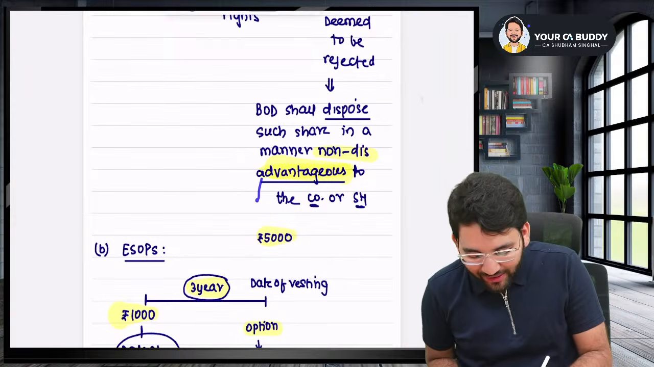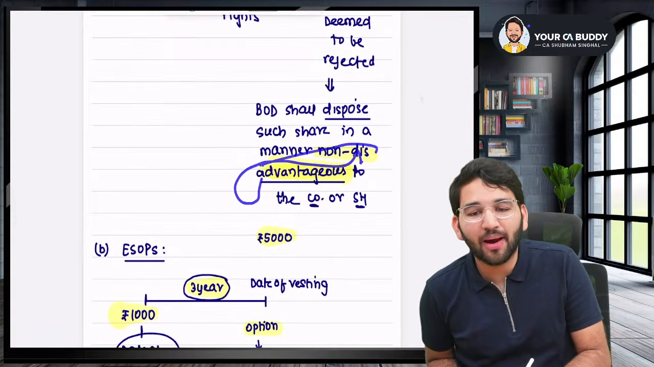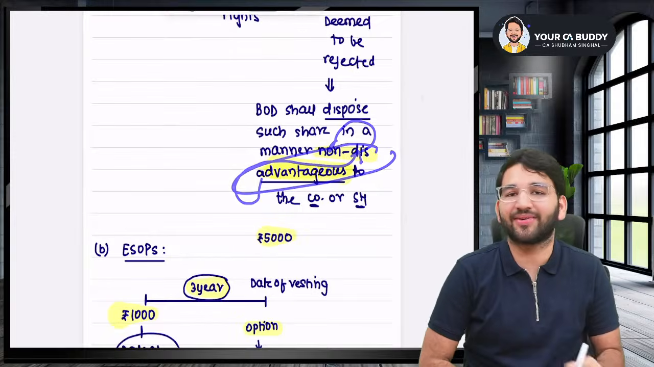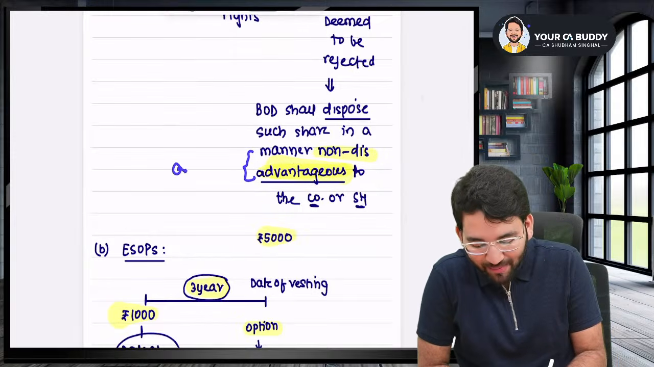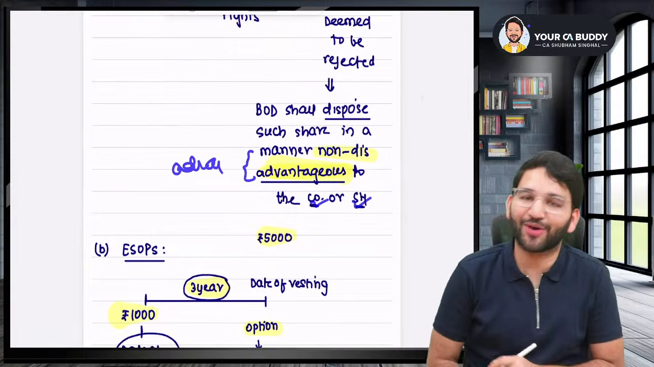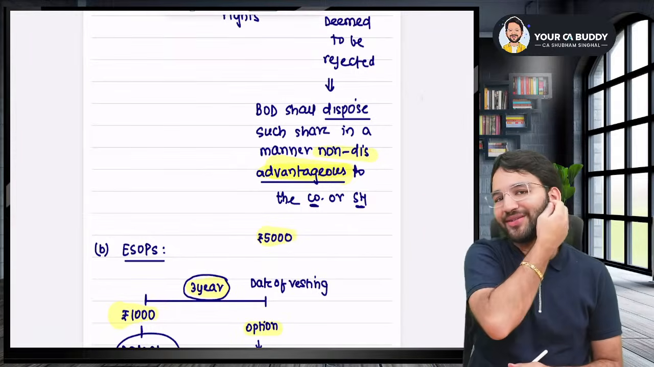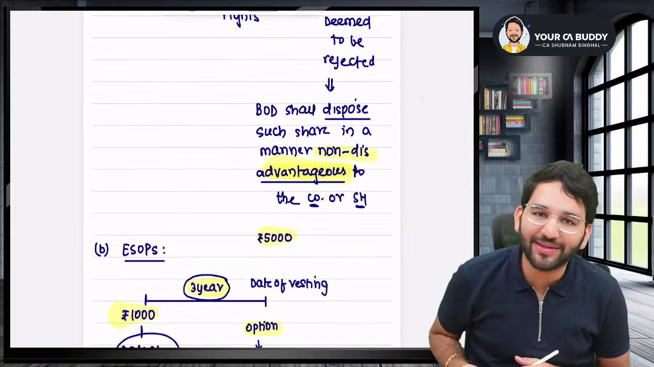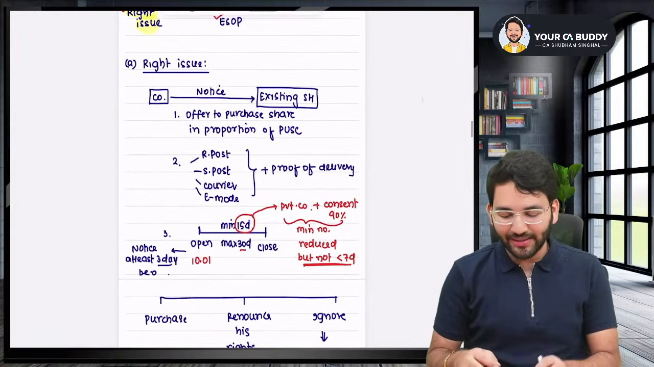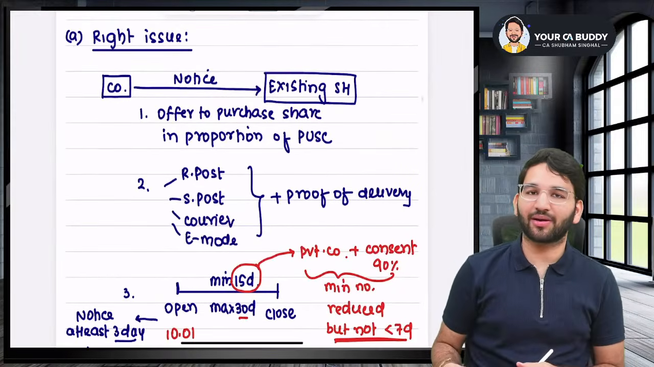The board will dispose of such shares in a manner that is not disadvantageous. So what is the opposite of advantageous? Disadvantageous. What is the opposite of disadvantageous? Non-disadvantageous. So basically they are saying in a manner that should be advantageous to the company or the shareholder. Are you listening to me? Yes, sir. This is your rights issue, which is very important.